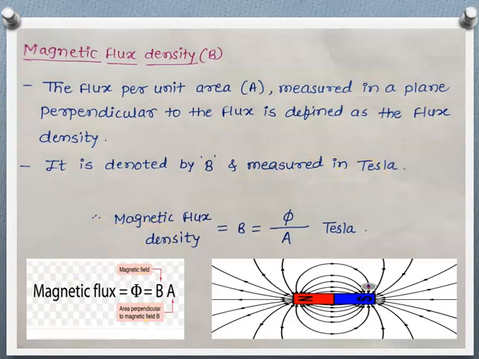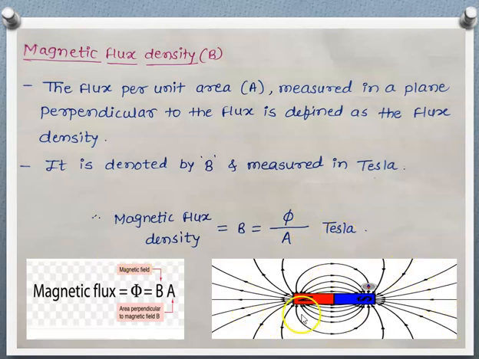So magnetic flux density will be the ratio of flux upon area, where flux is the magnetic lines of force measured in Webers and A is the area, so it will be measured in meter square. So the unit of B will be Weber per meter square, which is also known as Tesla.